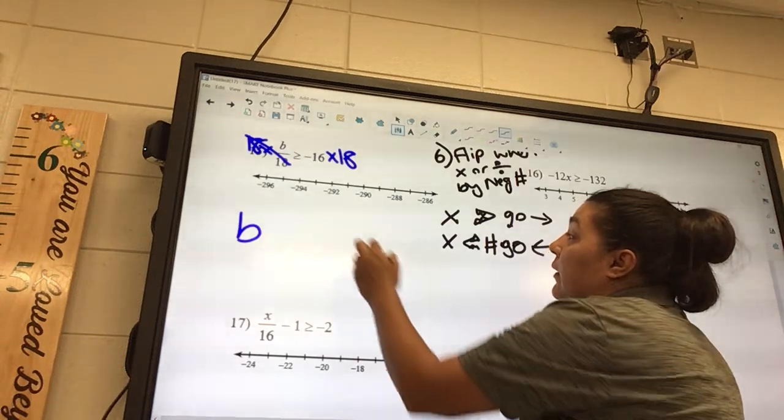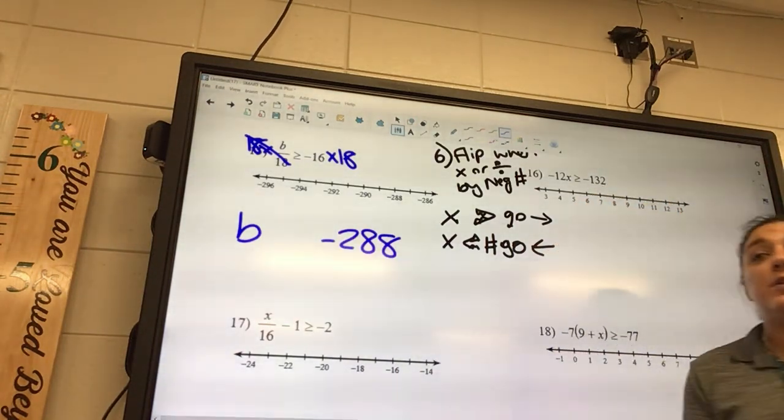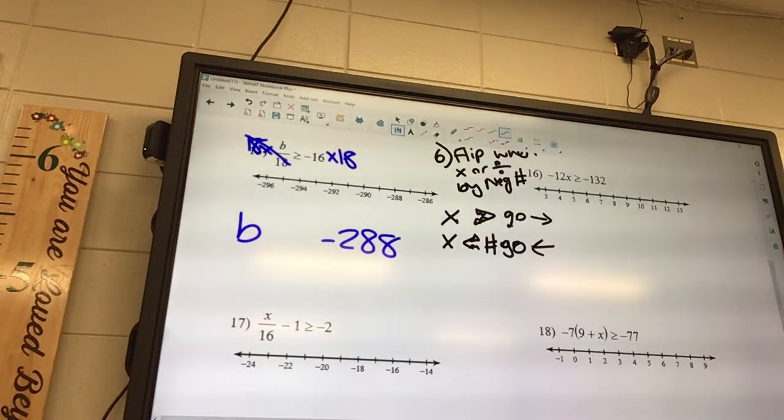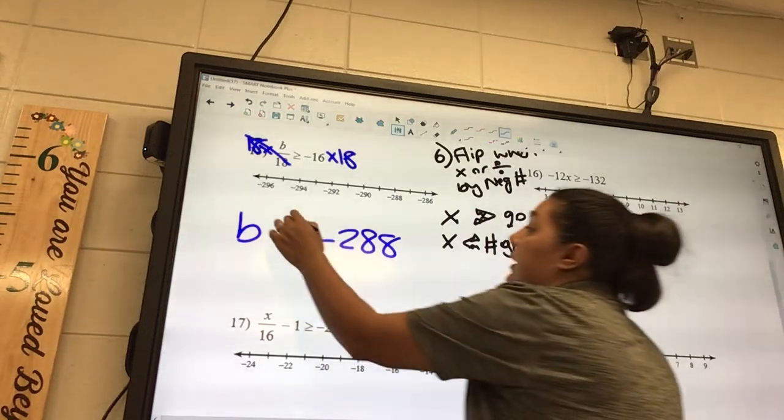Negative 288. Okay, do we need to flip our sign? Go multiply. What did we multiply by? We multiplied by positive 18. So even though our answer is negative 288, what did we multiply by? Positive. So do we need to flip it? No. Okay, so the sign is going to stay the same.